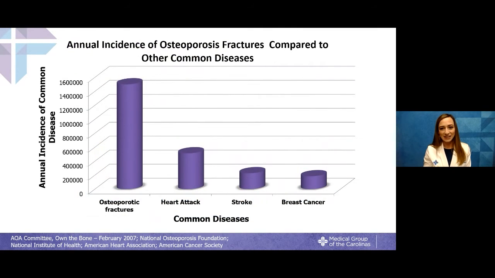This is another good slide. I really like this one because it gives a good visual for just how common this is. I think we all know somebody who's been affected by a heart attack or a stroke or breast cancer. We all have family members, maybe even ourselves, that have suffered with that. But we see that osteoporotic fractures have a much higher incidence per year than any of those put together. And that's according to the National Institute of Health, the American Heart Association, and the American Cancer Association.